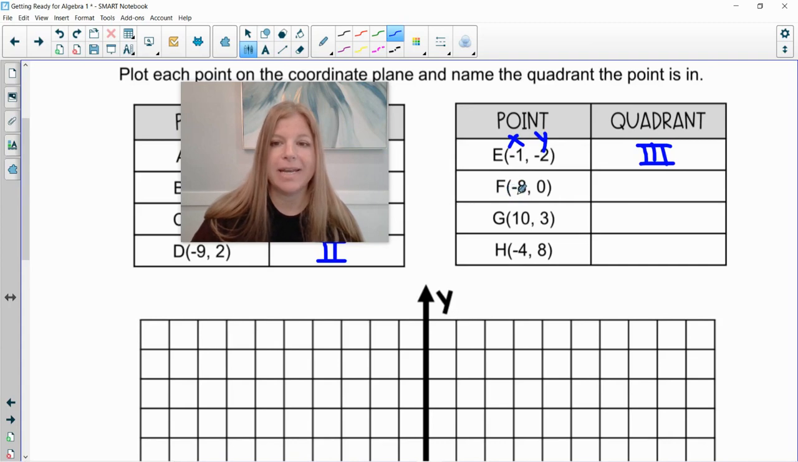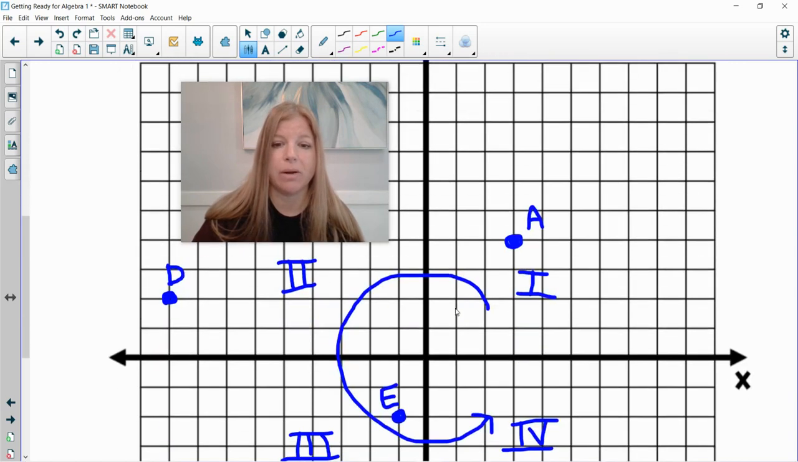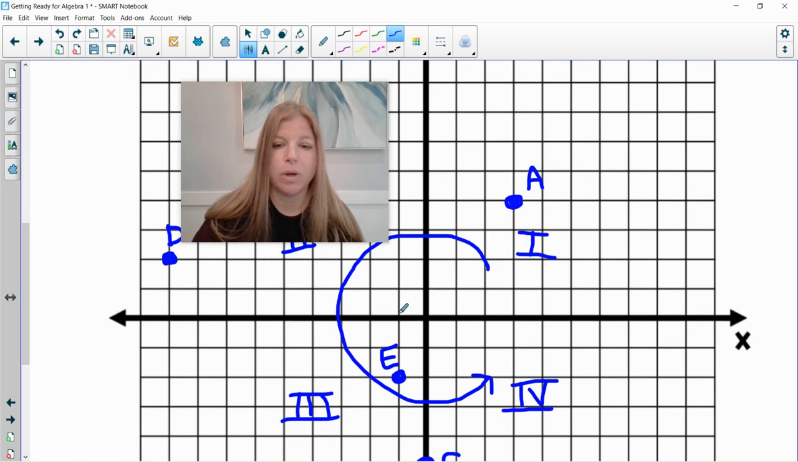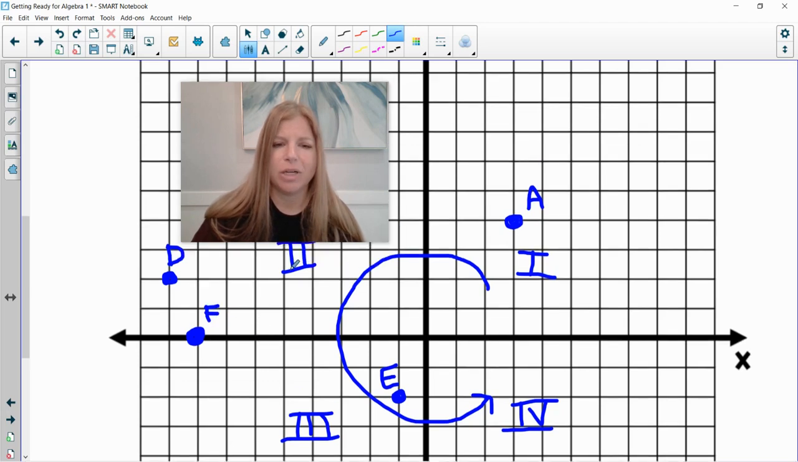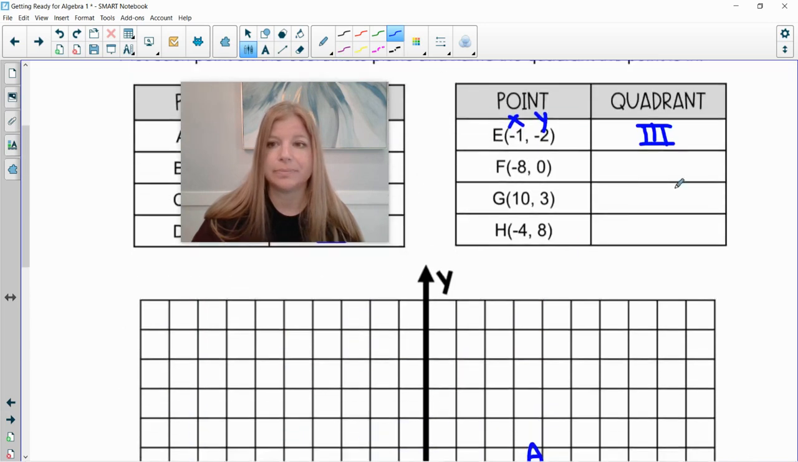Point F is at negative 8, 0. So on the x-axis, I'm going to negative 8, and on the y-axis, I'm going to 0, which means I'm not actually going to go up at all. So from the x-axis, 1, 2, 3, 4, 5, 6, 7, 8, 0. So this is where negative 8, 0 would be, and this is point F. Is point F in quadrant 2 or in quadrant 3? No, it's on the x-axis. So I wouldn't say it's in any particular quadrant. I could say no quadrant, or I could say what axis it's on.